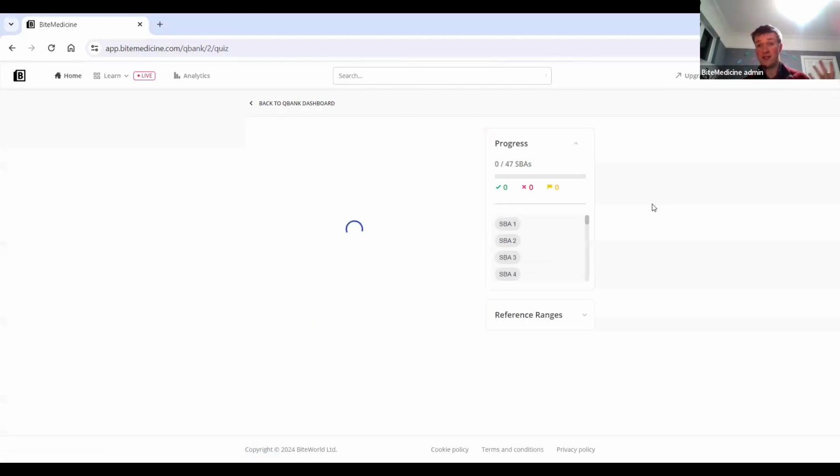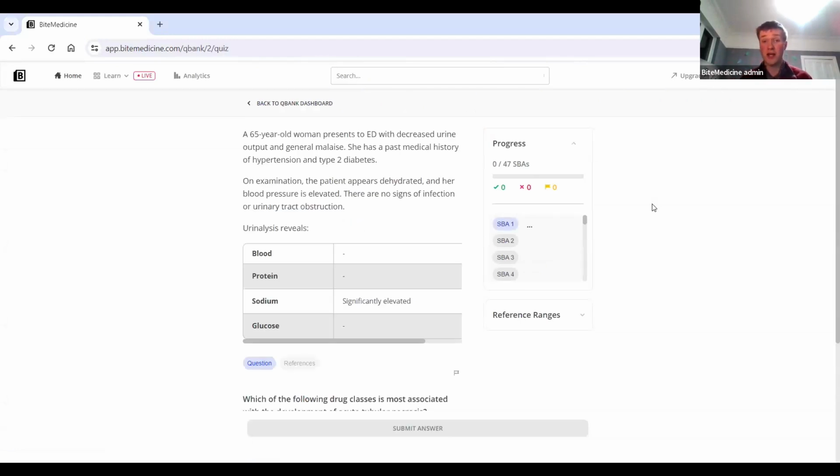Essentially this is a viewing process for you to see how other people might approach answering an SBA. A 65-year-old woman presents to the emergency department with decreased urine output and general malaise, past medical history of high blood pressure and type 2 diabetes. On examination, she's dehydrated and her blood pressure is elevated.